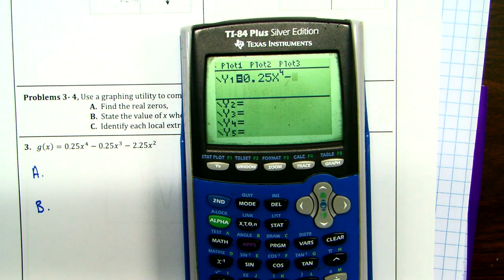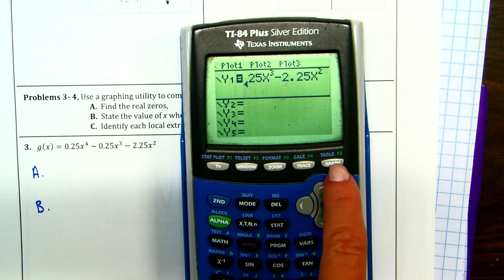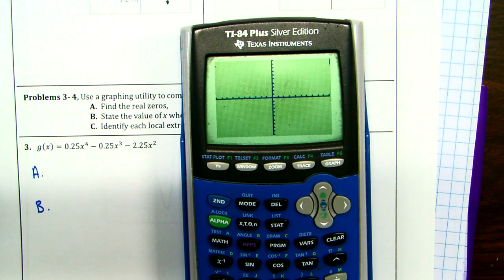And then minus 0.25x to the third, right arrow, minus 2.25x to the second. Get it typed in, and then hit graph. Let's just make sure everybody is here. If you're not, go back, and if your graph looks different than mine, you need to go see if you typed it incorrectly.